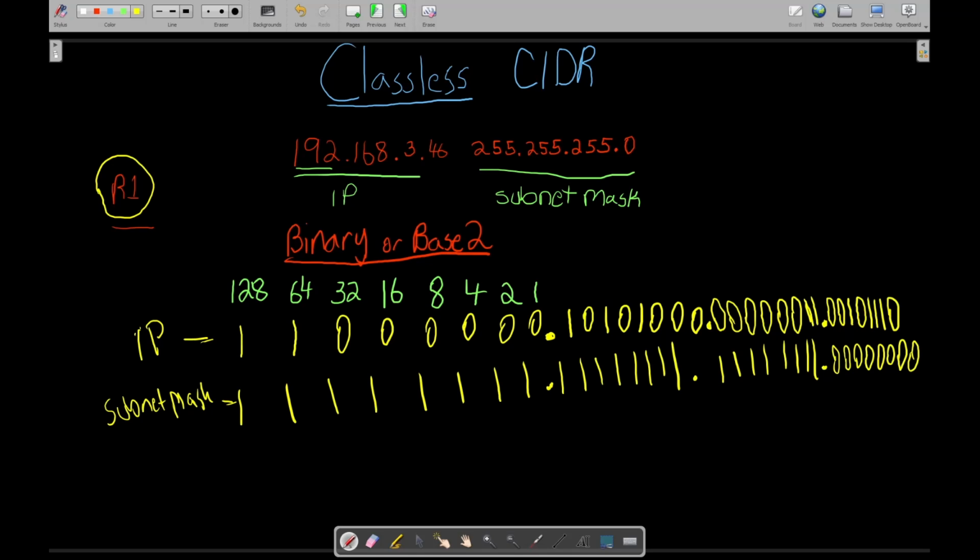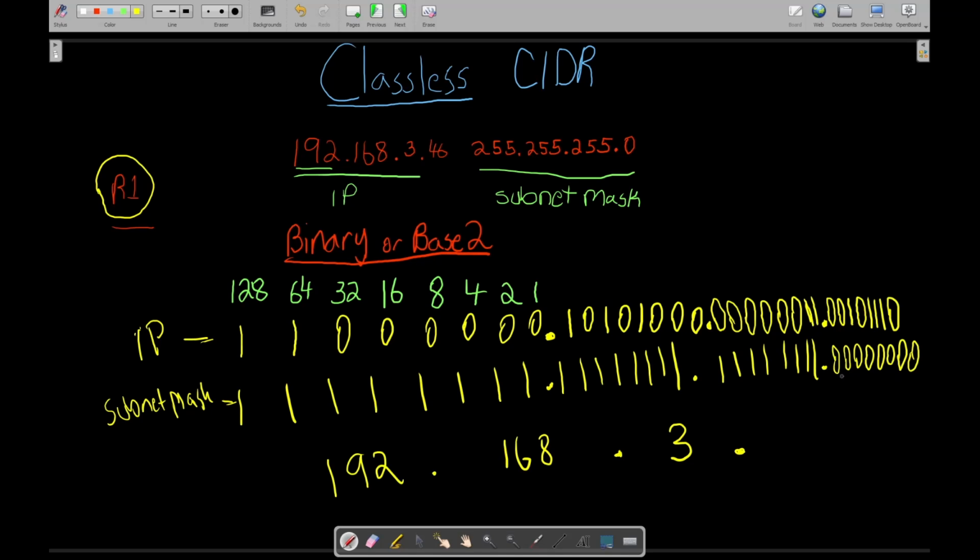So here, everything is 1. That means everything in the IP address is going to stay the same. So 192. And just like that, we have the first octet of our network address. For the second octet, everything is 1s in the subnet mask, so all these are true. That's going to stay the same as well. 168. For our third octet, same thing. All these are going to be true. So the third octet stays the same, 3.